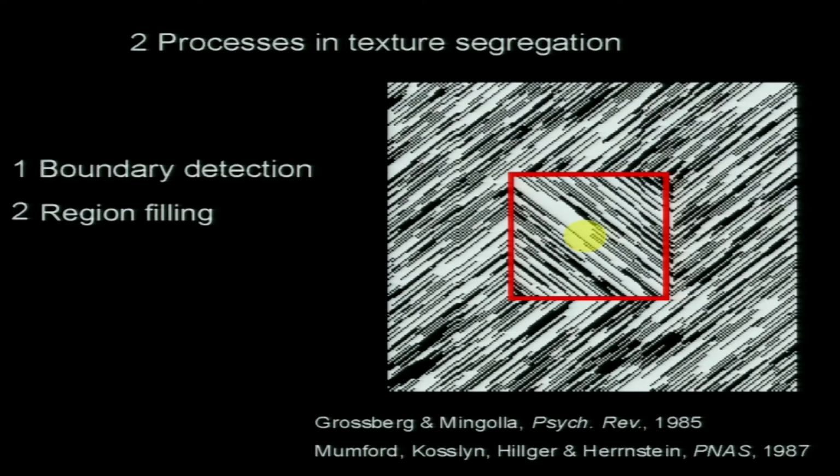The second process is region filling, or region growing. And the idea is the following. Suppose that you select some image elements here in the middle of the figure with the left orientation, then you might want to co-select adjacent image elements of the same orientation because they're likely to belong to the same perceptual object.